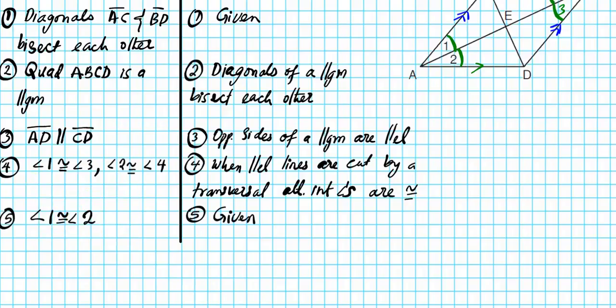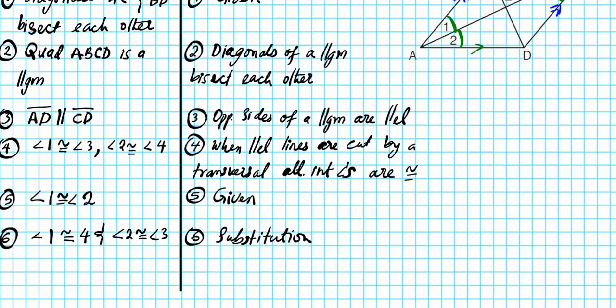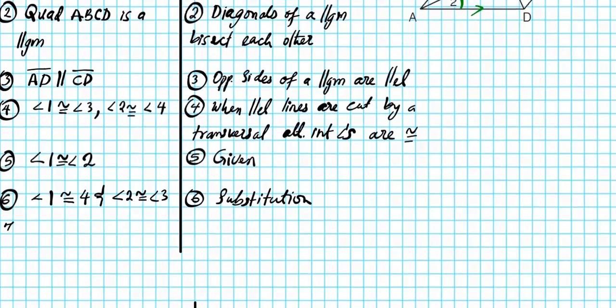Okay? So let me write down the statements I just made. With this given situation here, line 6, I can conclude that angle 1 is congruent to angle 4, and angle 2 is congruent to angle 3. Okay? And the reason is by substitution. Okay? And then by substitution, again, I can say that angle 1 is congruent to angle 2, and it's congruent to angle 3, and it's congruent to angle 4. Okay? That's by substitution. Just putting everything together.